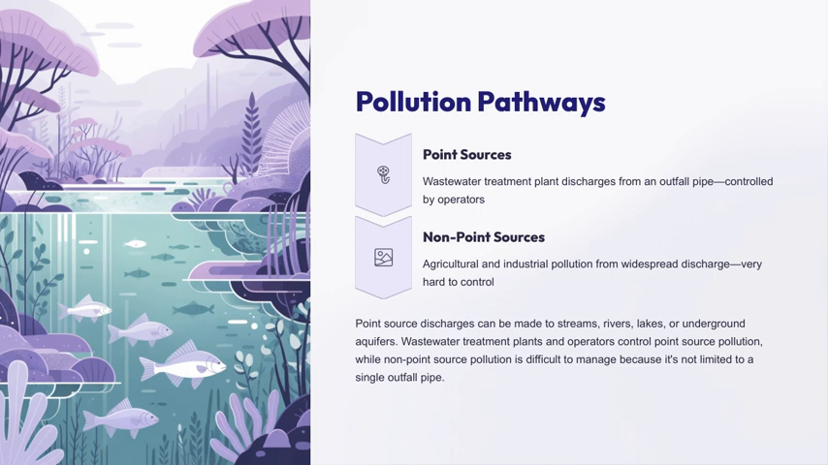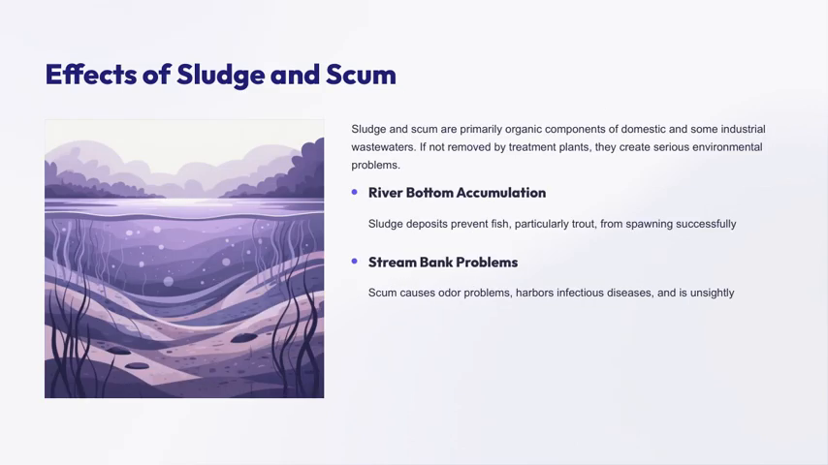Understanding these differences is crucial as we look at how pollution moves through our environment and how we can better manage and mitigate its impact. Now, let's take a closer look at the effects of sludge and scum. These are mainly organic materials found in domestic and some industrial wastewaters. If we don't remove them properly through treatment, they can cause significant environmental problems.